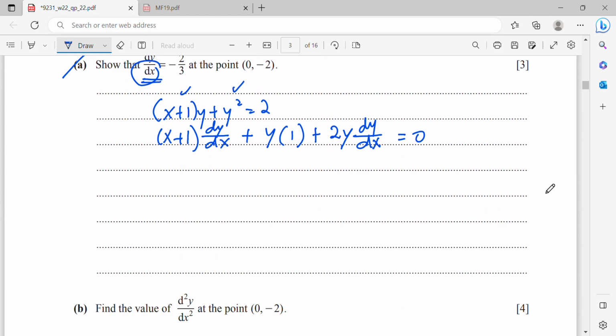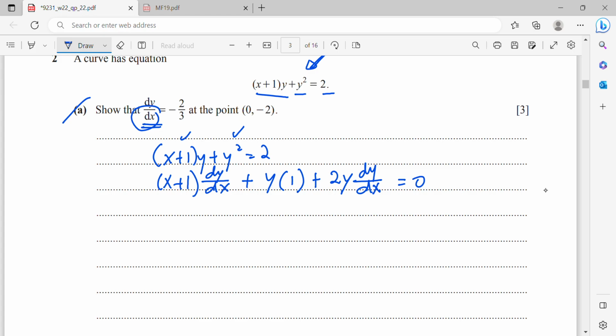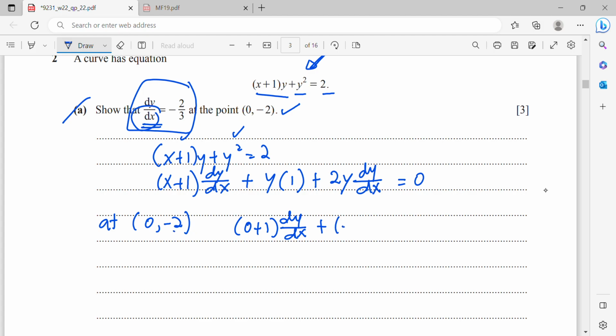Now, once you have found this, according to the question, you need to show the value of dy/dx at the given point. So we do not need to get dy/dx as the subject. You can just directly replace x by 0 and y by minus 2. When I replace, I will get (0 plus 1) dy/dx, plus y times 1, which is basically y, so I replace y by minus 2, plus 2 times y, where y is minus 2, times dy/dx, equals 0.